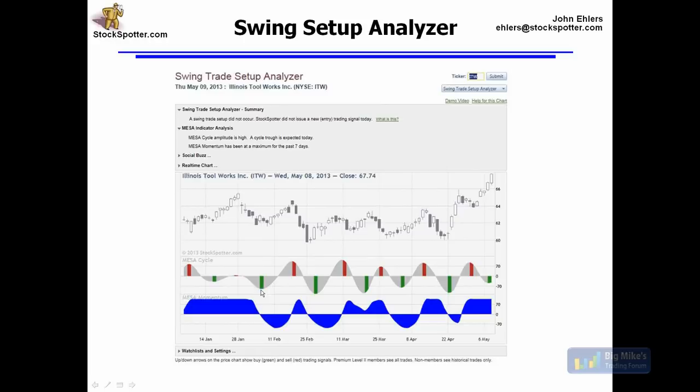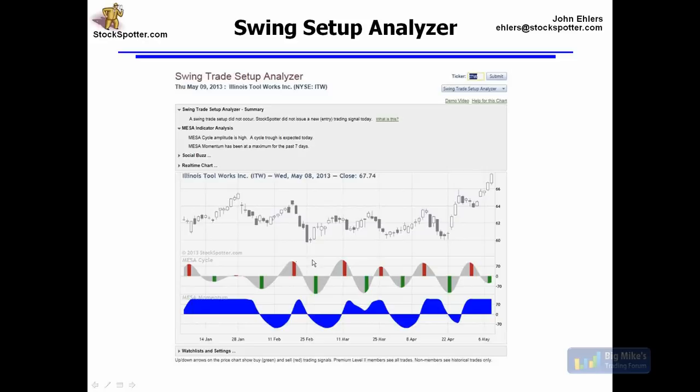So we have to have two conditions to make a long trade, a long swing trade setup. And that is, we have to be at or have experienced a cycle trough within the last bar or so, and the Mesa momentum has to be descending or at a minimum. So we have, in this case, it's descending, we have a swing setup. Look at that. I won't go into exit rules right now, but we're at a peak here.